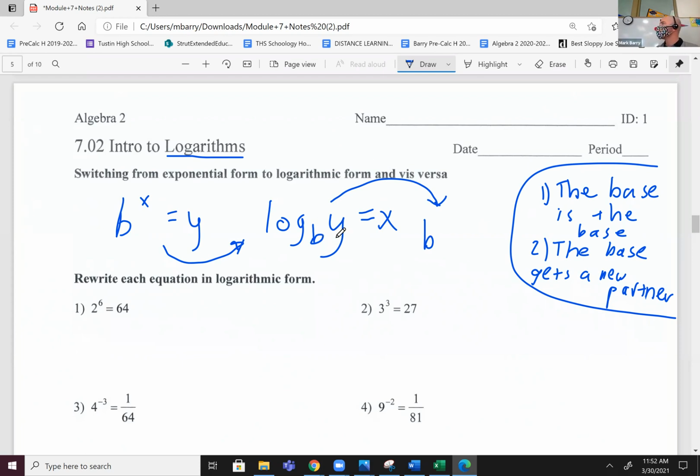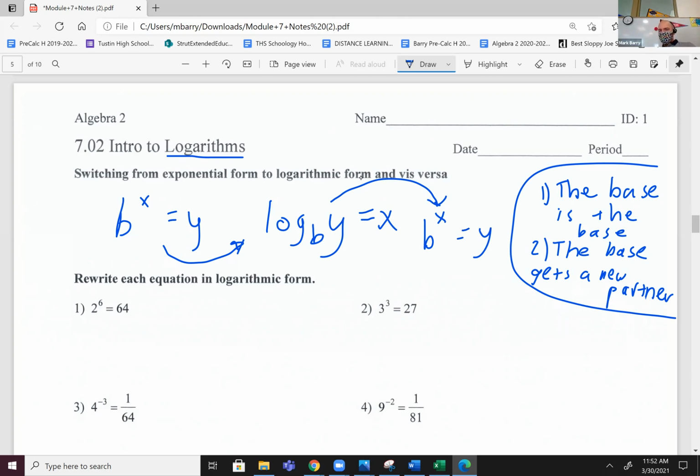So now it's sick of y. It doesn't want to be with y anymore. It wants to get a new partner. So who's available? Well, now x is available, so he's going to get back with his x. And now y is all by itself, okay? So you can see we get back where we started, right?